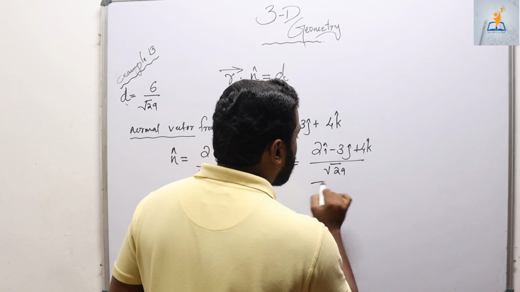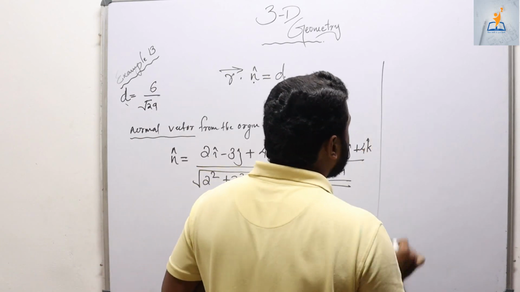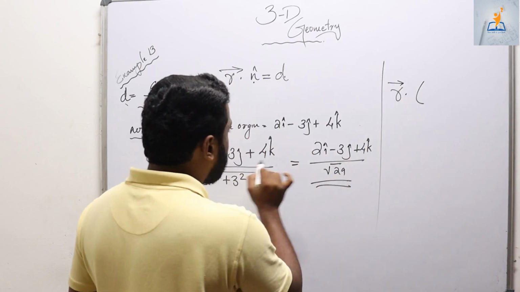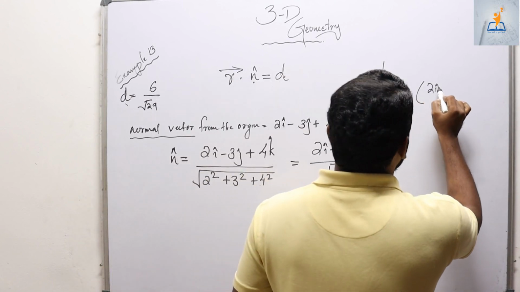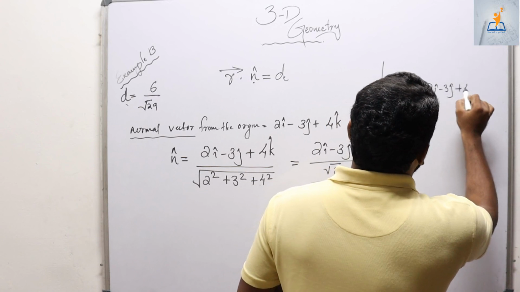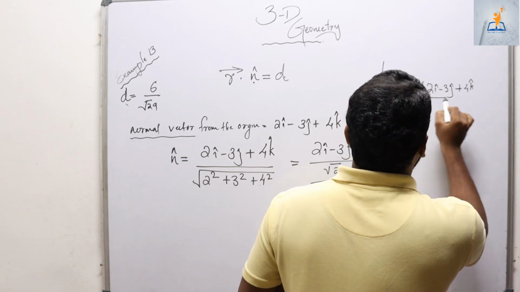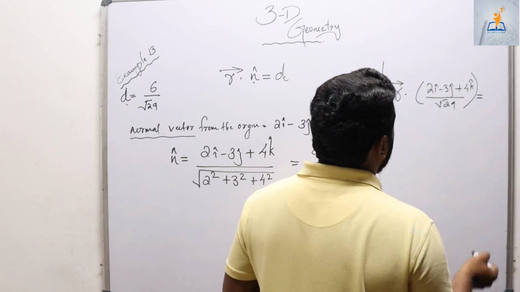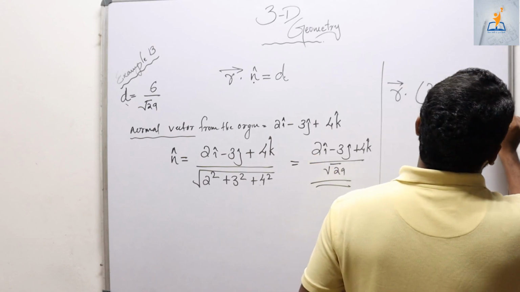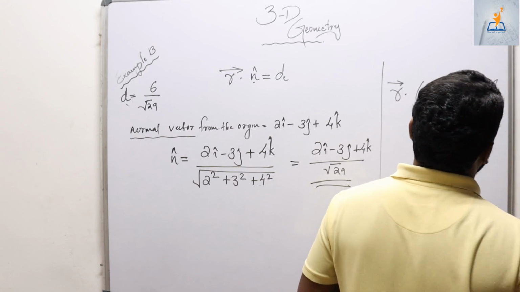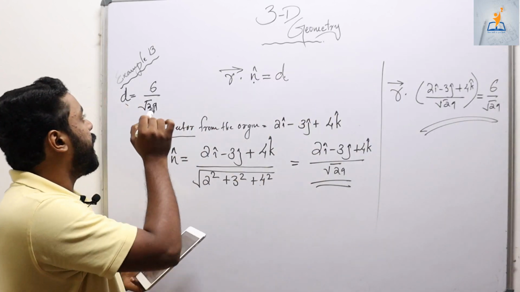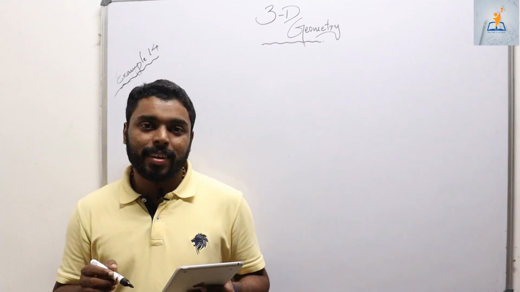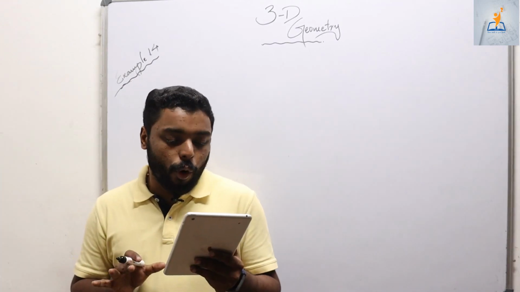So root 29. Therefore, the vector equation is given by r bar dot n cap, which is 2i cap minus 3j cap plus 4k cap whole divided by root 29, is equal to 6 by root 29. So this is the vector equation of the plane whose perpendicular distance from the origin is 6 by root 29. Now coming on to example number 14.